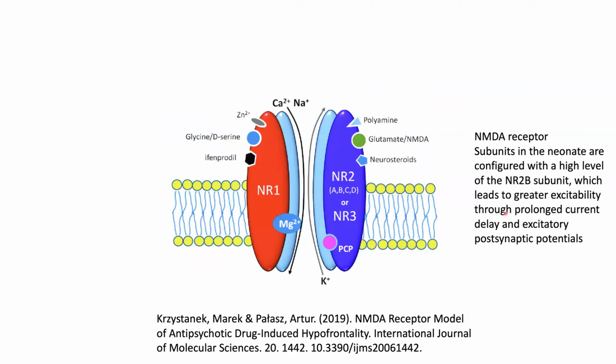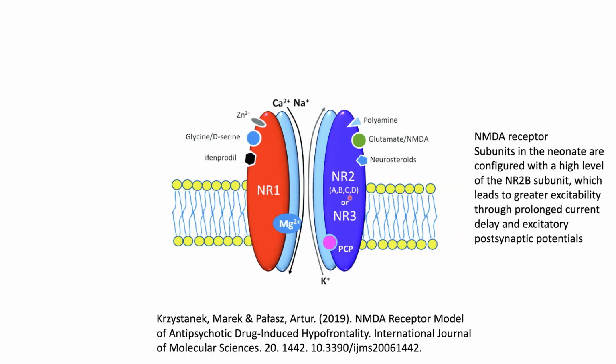So another problem in the newborn is that the NMDA receptor subunits in the neonate are made up of the NR2B subunit. So there are two subunits, NR1 and NR2. NR1 is going to be the same across all age groups, but the NR2 is going to change because NR2 has different subunits, A, B, C, and D. Sometimes there may be a third subunit called the NR3, but we are not worried about that.